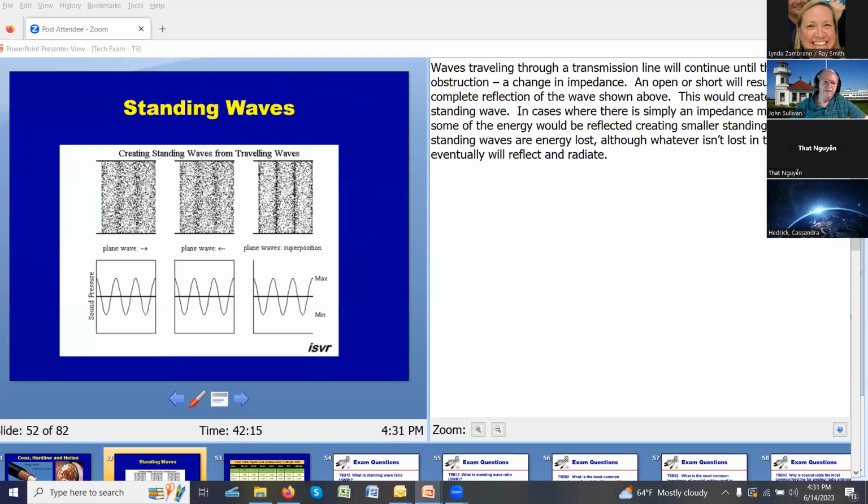What happens when you have energy traveling through and you get a mismatch is you get what's called a standing wave. As you can see here, we've got energy going this way. If some of it gets reflected back in the opposite direction, when those two meet, you can see how they mix together and either amplify or reduce each other. So you get this wave on top of the wave, if you will. That's called a standing wave, and you want to reduce that as much as possible.